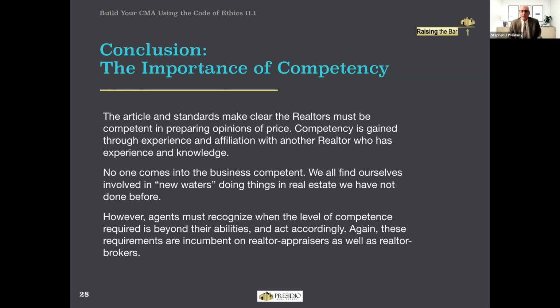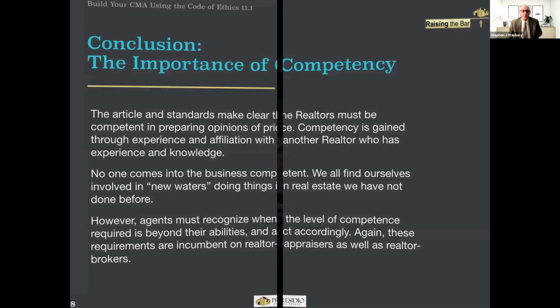However, agents must recognize when the level of competence required is beyond their abilities and act accordingly. Again, these requirements are incumbent on realtor appraisers as well as realtor brokers. So, if we don't know the answer, or we move into an area that's a little bit deep water for us, we are encouraged to go for help within our industry. Obviously, we work with our mentors, or we work with our broker, or whoever it is within our team that is someone that we can lean upon.